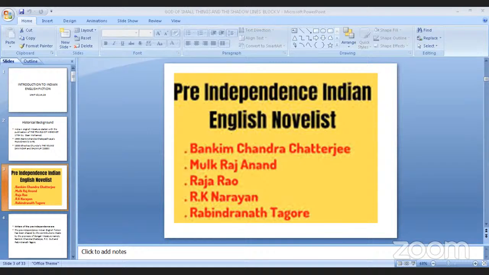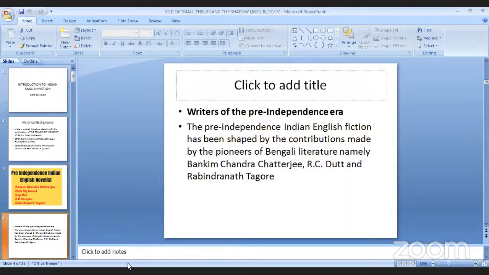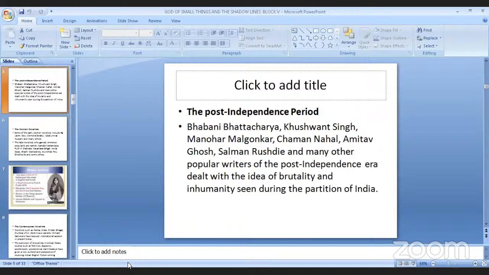Right, okay, this was pre-independence Indian English novelists. Now, the pre-independence Indian English fiction has been shaped by the contribution made by the pioneers of Bengali literature, namely Bankim Chandra Chatterjee, R.C. Dutt, and Rabindranath Tagore. Now, coming to the post-independence period.